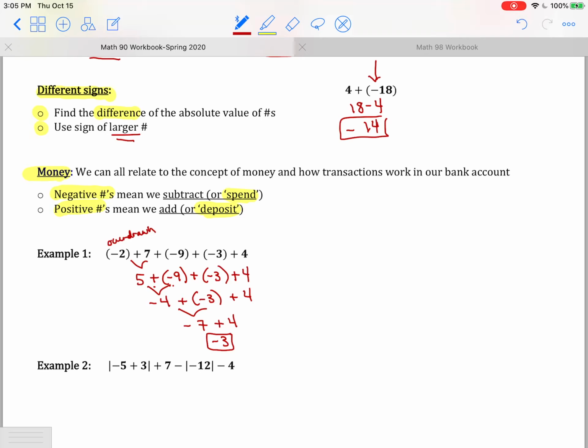I've had some students who use scoops of dirt out of the ground. Negatives, of course, are scoops out. Positives are scoops back in.